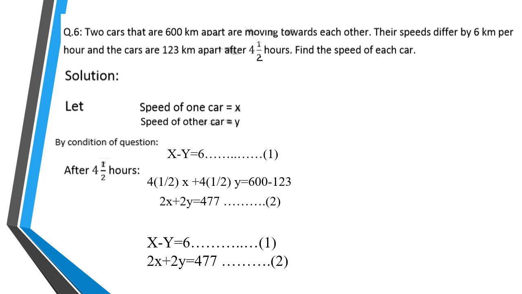Now equation number 1, the difference between speeds of 6 km per hour. So x minus y is equal to 6 and the second equation is 2x plus 2y is equal to 477. Now do it by yourself.